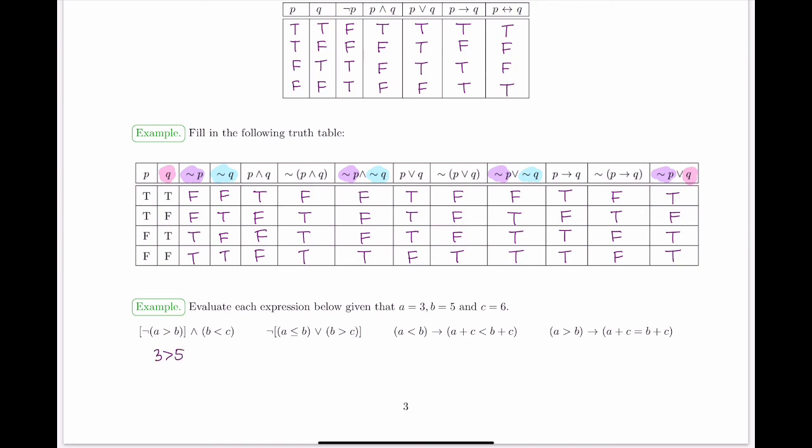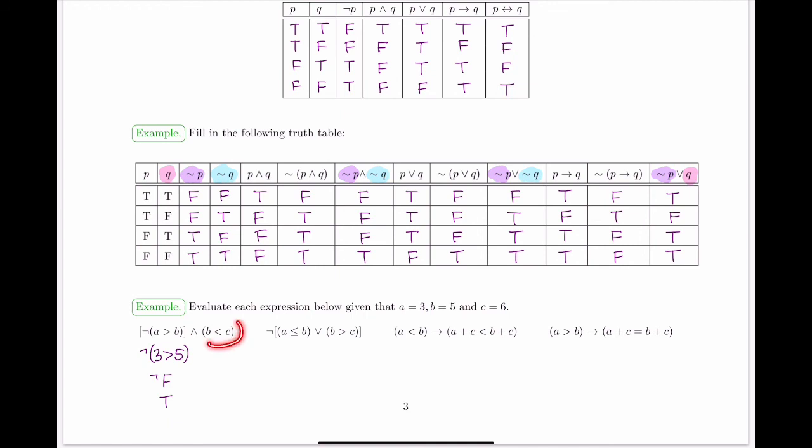So we have 3 is greater than 5, and then we have a not in front of it. Okay, so let's pause here and only think of the left-hand side so far. 3 is greater than 5. Is that true or false? Well, we know that that is, in fact, false. 3 is not greater than 5, so it has a false truth value. But then there's a not in front of it, right? Not false is, of course, true. Okay, that's for this part of our statement.